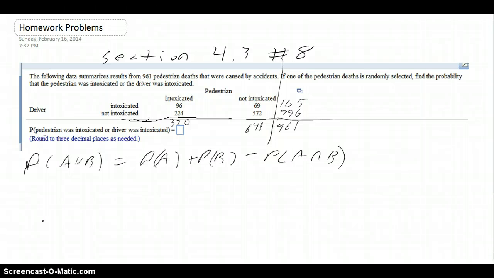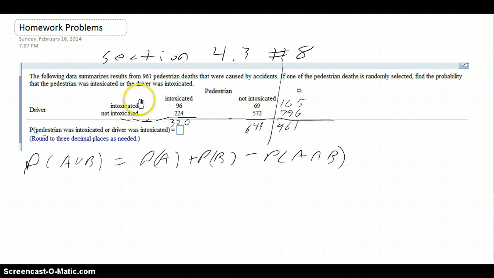We've got deaths that were caused where the driver or the pedestrian were or were not intoxicated. So the first question they're asking here is, what's the probability of A or B, or the probability that the pedestrian or the driver was intoxicated? And we have an "or" situation, you just add them up. So the probability of A union B is the probability of A plus the probability of B, but you have to also subtract off the both, what's in both categories.